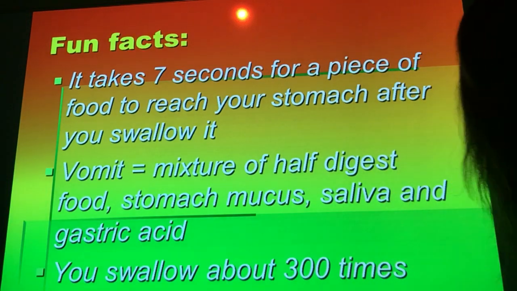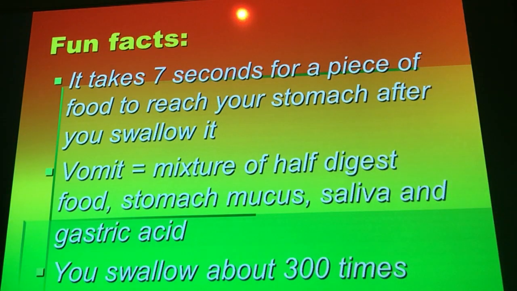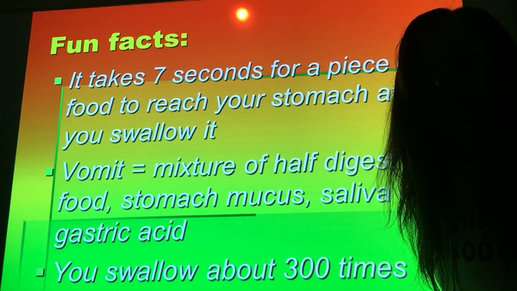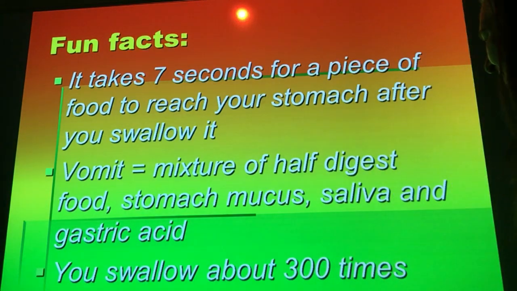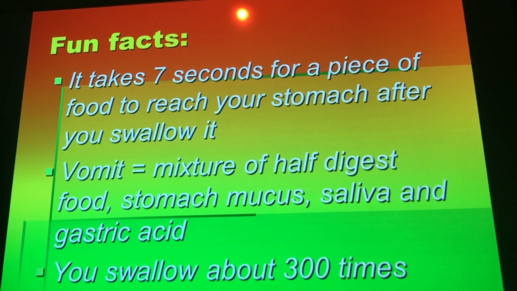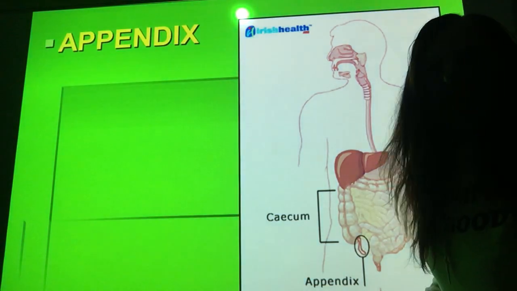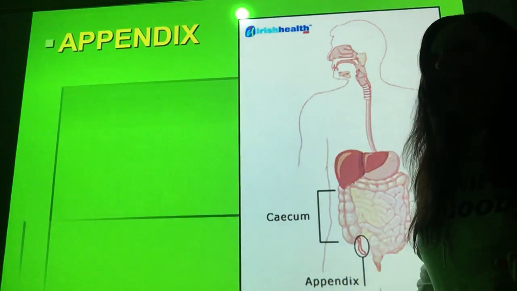Vomit. Here are some more fun facts, and what a nice morning class for you. Vomit is a mixture of half digested food, stomach mucus, saliva, and gastric acid. So the next time you're sick and throwing up, you can stop and go, oh, this is a fun fact from bio class. And you swallow about 300 times during a meal. Never counted. Those are your fun facts as you eat. There's so much going on when you eat. Hopefully you're not just eating really fast. All of this is happening in your body. Amazing.